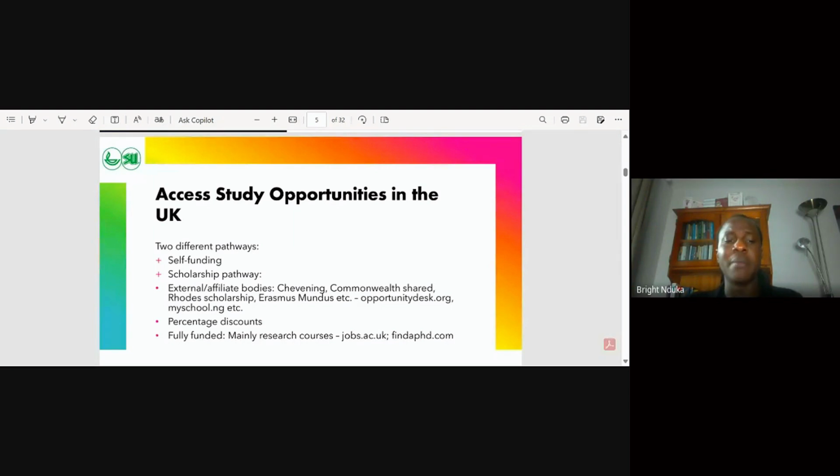Then the second one I want to speak about, now that's for the external or affiliate body, is percentage discounts, and I'll be showing us an example in my next slide. I think percentage discount simply means that you apply for a particular school, and based on your class of degree, you are given some percentage off your tuition fee.